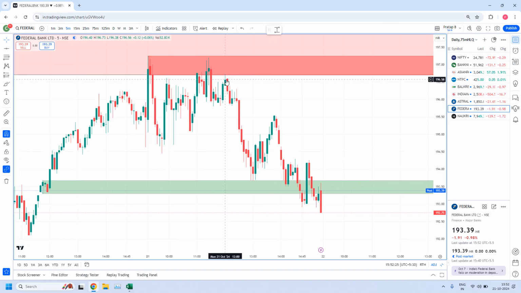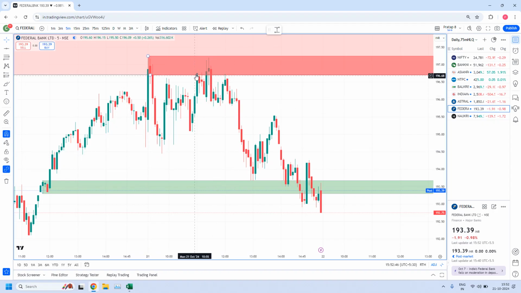See here, rally base drop is there. This is the first 5-minute zone. Next again, drop base drop. See, sharply after that it came down and reached the target. So you have to use some techniques to protect your profits. But anyway, this is a clean and neat trade.